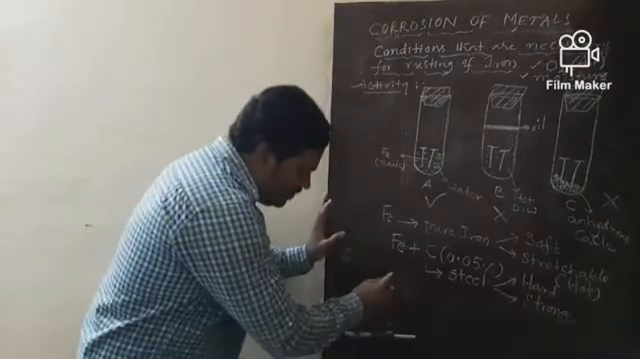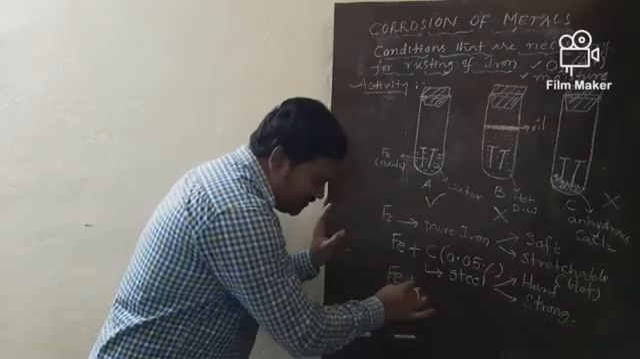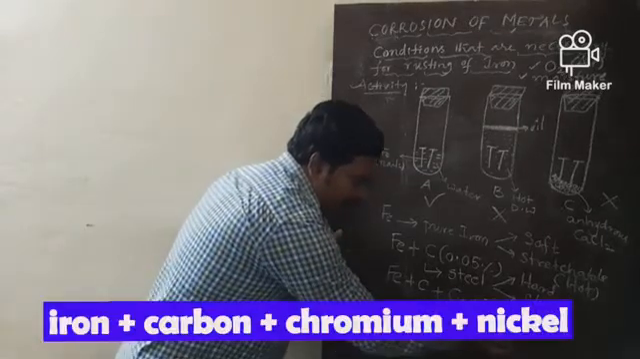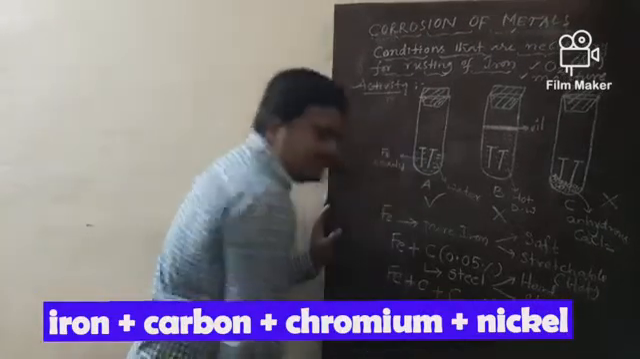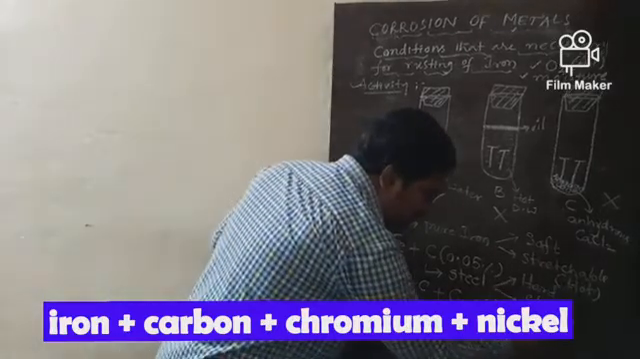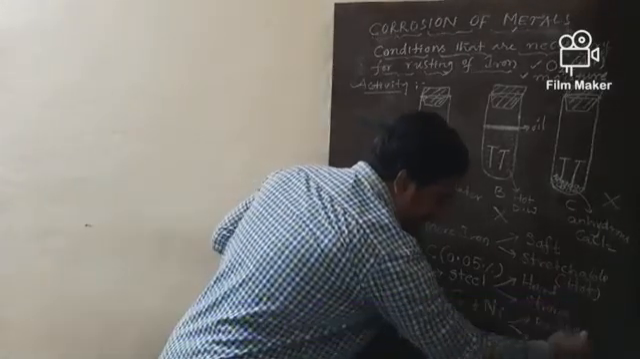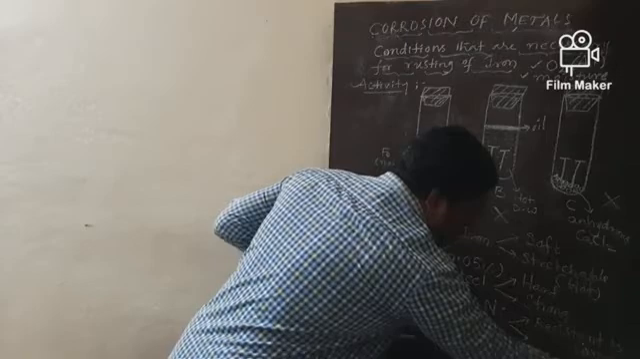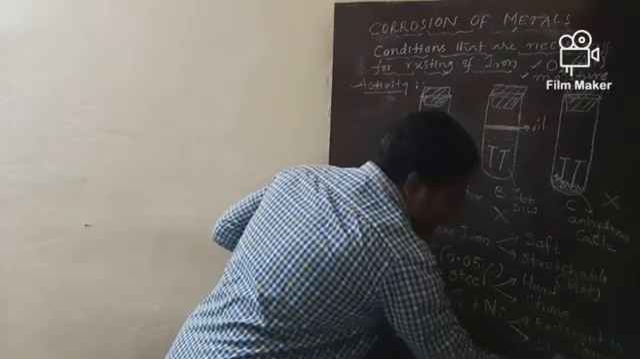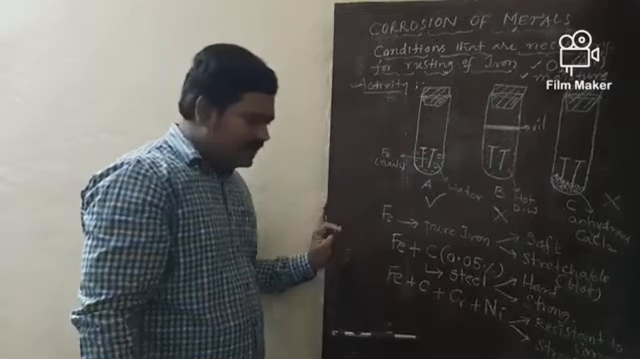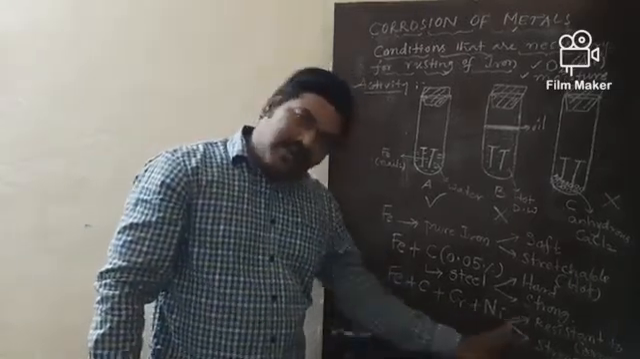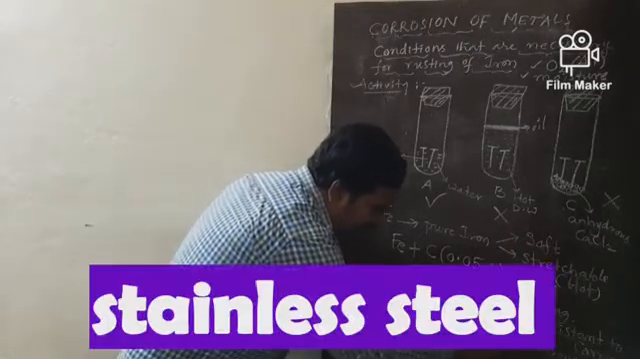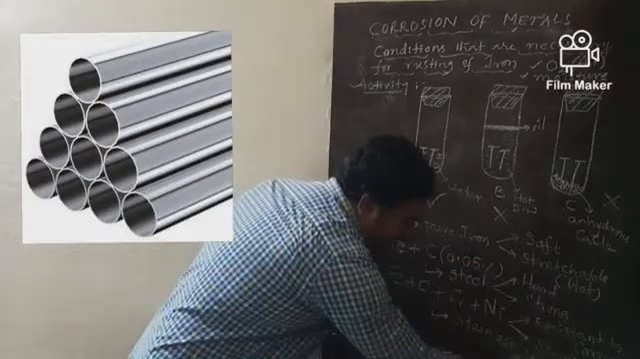Okay. But now, if you add two more elements to steel, chromium and nickel, you will get a few more properties. What are they? High resistance to corrosion, and strength. Yes, these properties are developed. What is that? High resistance to corrosion and strength. And what name is given to this alloy? This is called stainless steel. What is the name of this alloy, my dear?